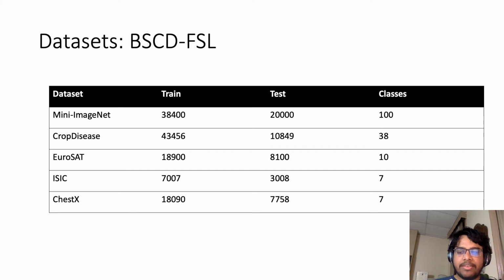Here, CropDisease is a dataset of agricultural images, and it is the most similar to the ImageNet dataset. EuroSAT is a satellite image dataset with 10 classes. Both ISIC and ChestX contain medical images, which are completely different from the ImageNet kind of classes.